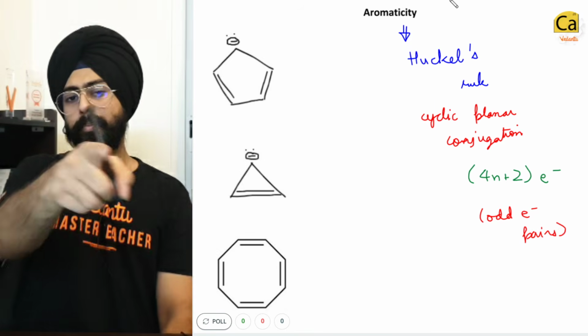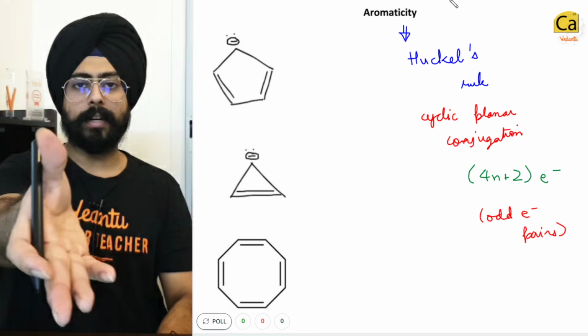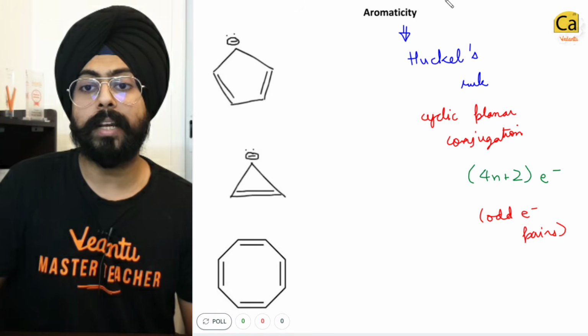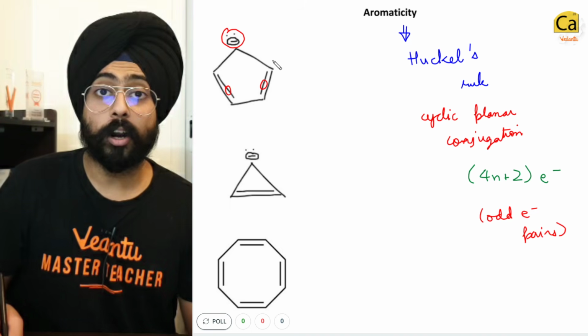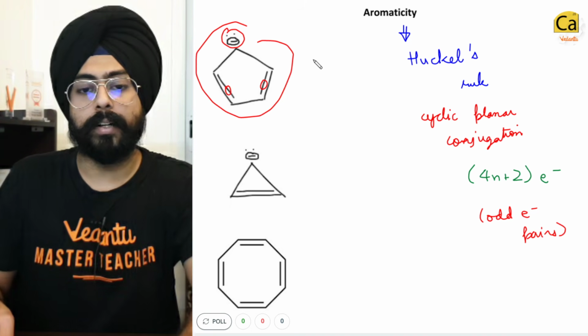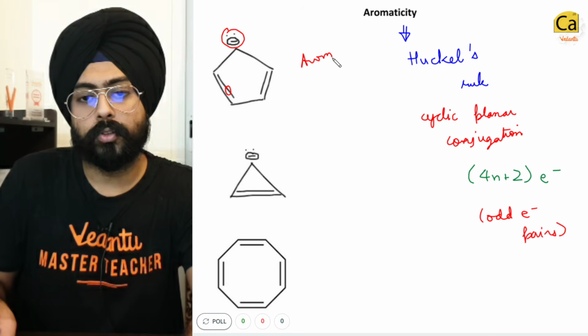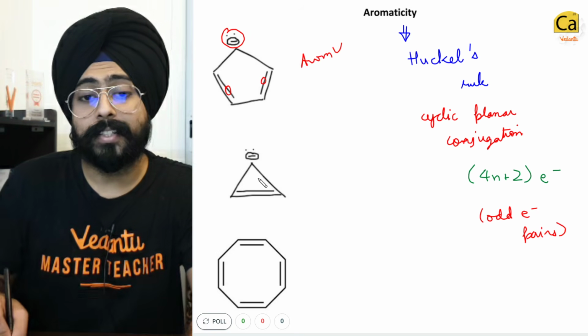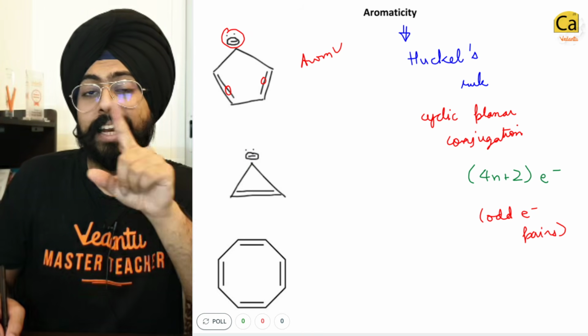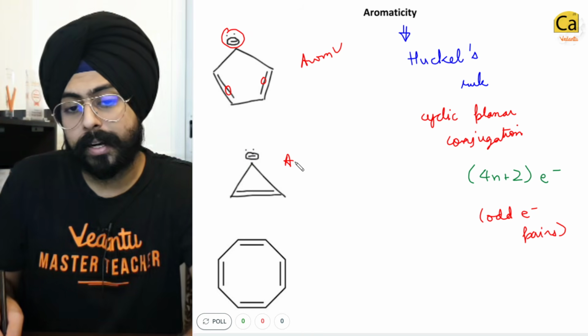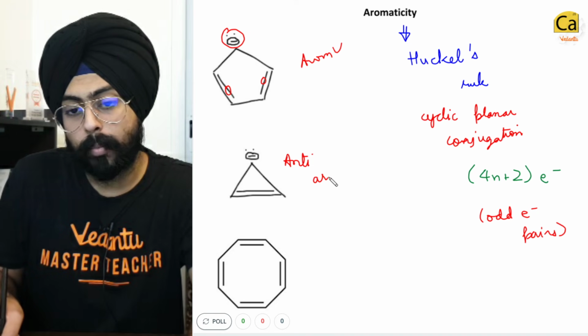So for example, in the first case, cyclic structure, planar structure, conjugation exists. How many electron pairs in resonance? 1, 2 and 3. 3 is an odd number, so this is aromatic. So the first structure is aromatic. Yeah. The second structure, 1 electron pair, 2 electron pairs. 2 is an even number. This makes the structure anti-aromatic.